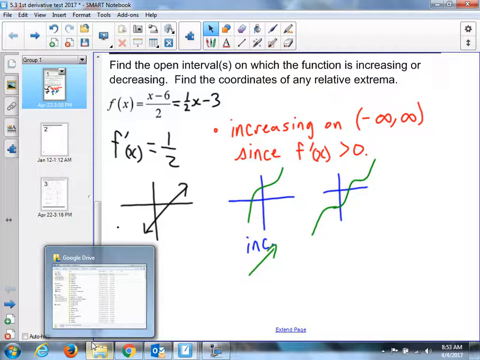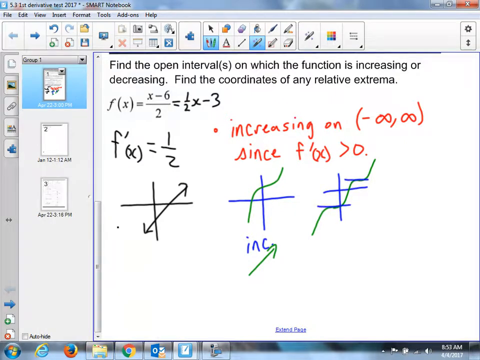How's this one looking? It's increasing. But isn't the slope 0 right here? In here? It is. But what does the rule say?